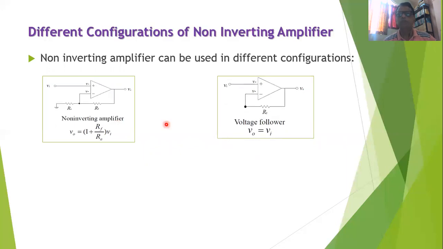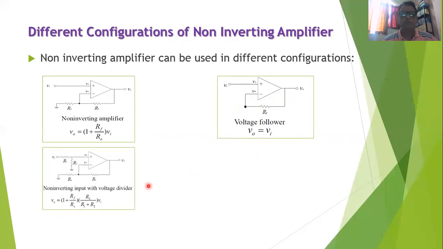Another configuration that is also very popular for the non-inverting amplifier is the voltage follower. In this case, we will simply omit the resistance Ra. If we remove this resistance Ra, you will find that the output voltage of this circuit is exactly equal to the input voltage. This circuit of the non-inverting amplifier is called the voltage follower.